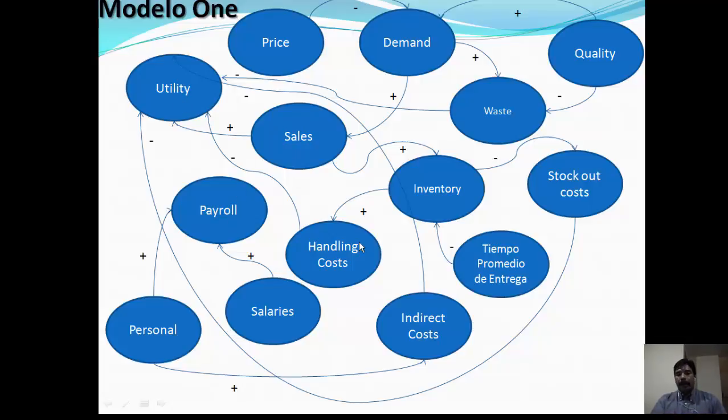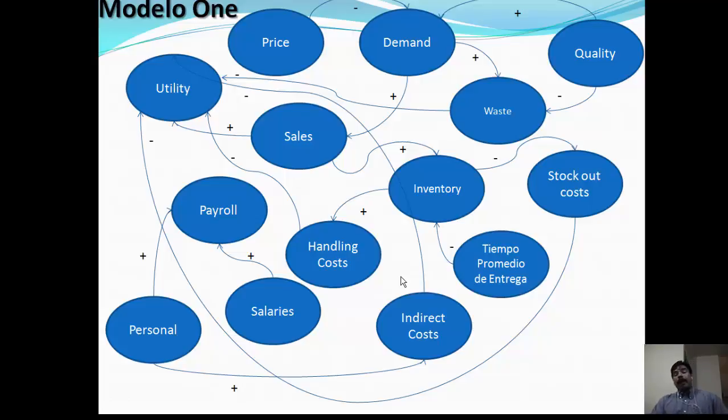Let's analyze another part of this system. If sales go up, then we need more inventory. If we need more inventory and we increase our inventory, we have more handling cost, and if we have more handling cost, then the utility is going down. Let's analyze payroll. If we have more personnel, this is going to increase our payroll, and it's going also to increase our indirect cost. If we increase salaries, then our payroll is going up. And this is the way to establish Model 1.